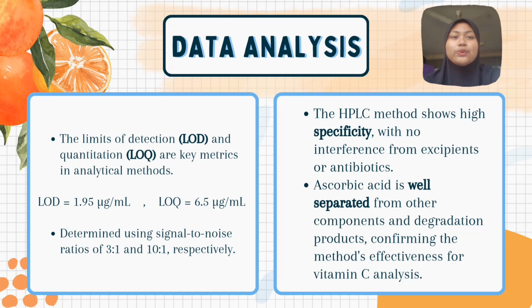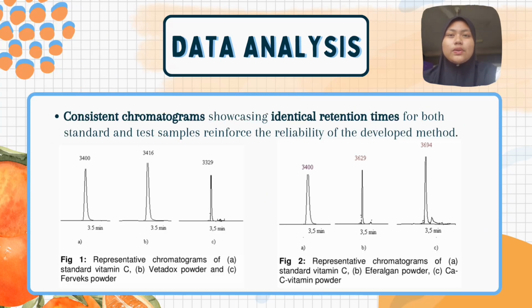Next, the HPLC method shows high specificity with no interference from excipients or antibiotics. Ascorbic acid is well separated from other components and degradation products, confirming the method's effectiveness for vitamin C analysis. Next, as you can see in figures 1 and 2, consistent chromatograms showcasing identical retention times for both standard and test sample reinforce the reliability of the developed method.